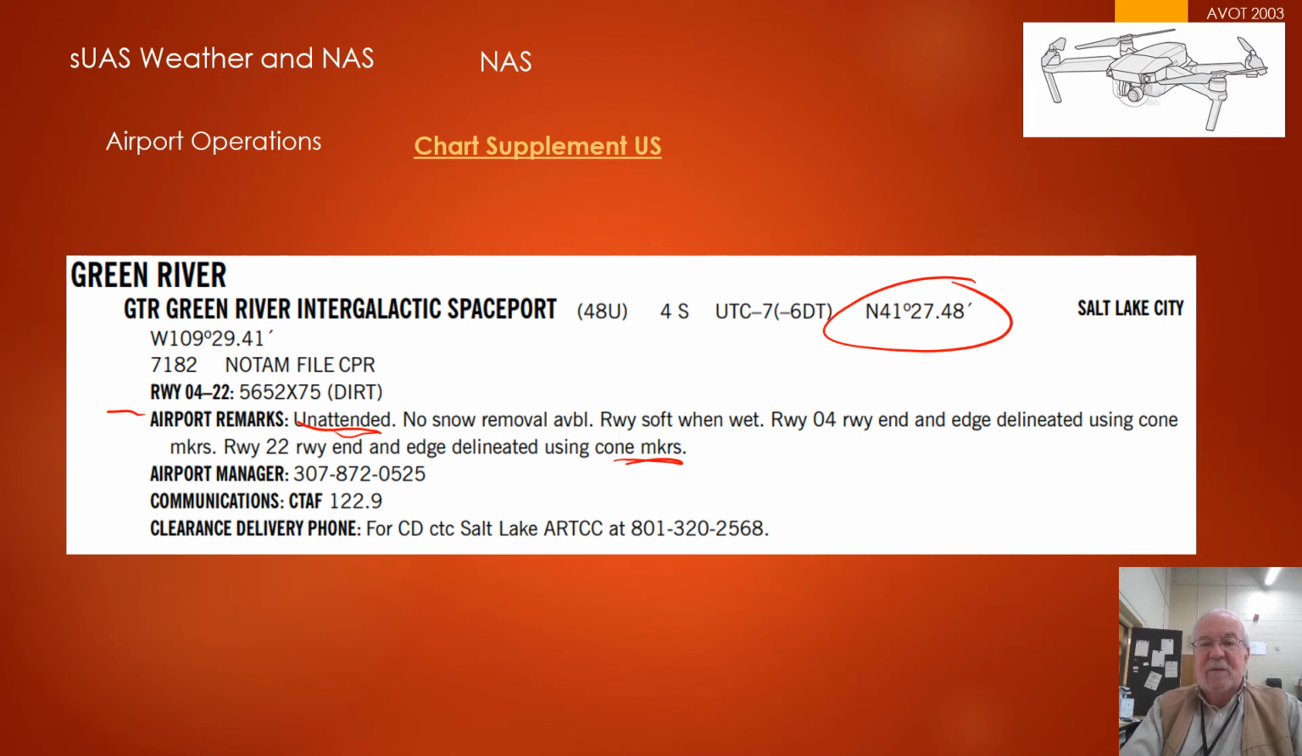Latitude, longitude, time zone. There's a longitude, I'm sorry. And then we have CTAF is 122.9. Apparently they don't care how you enter the traffic pattern. Out there near Salt Lake City. All right.